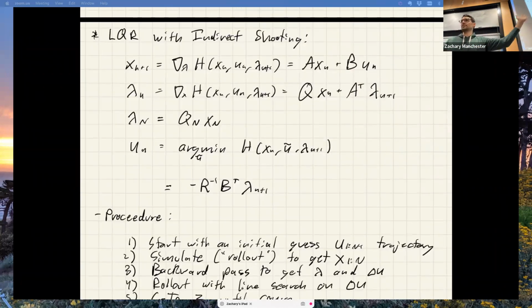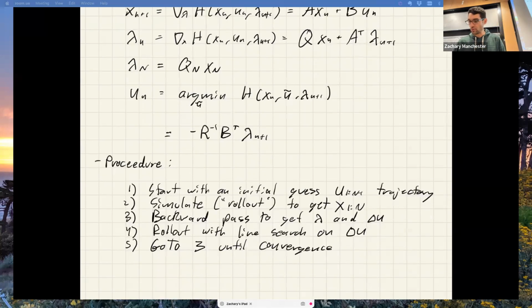So if you look at this and think about it for a minute, this is literally just doing gradient descent on the U's. And this is just a recipe for computing the gradients efficiently by backpropping through the dynamics. So it's literally like backpropping a neural network, but through time, through the dynamics instead of your layers in your neural net. Okay, cool. So that's what we're gonna do.